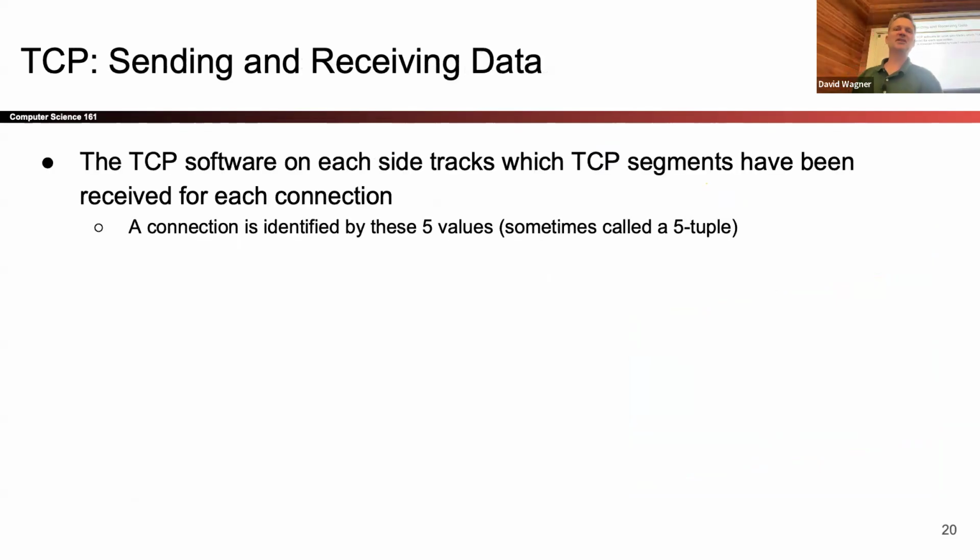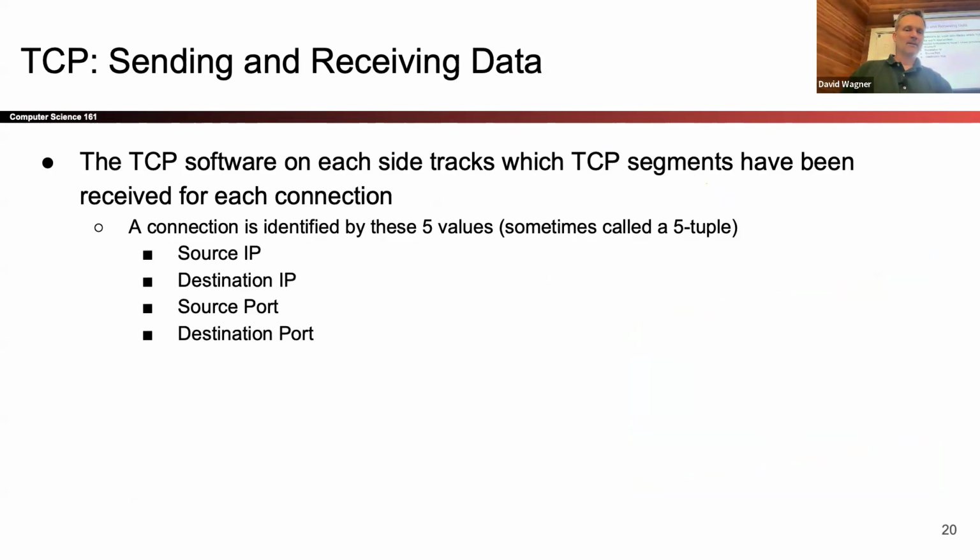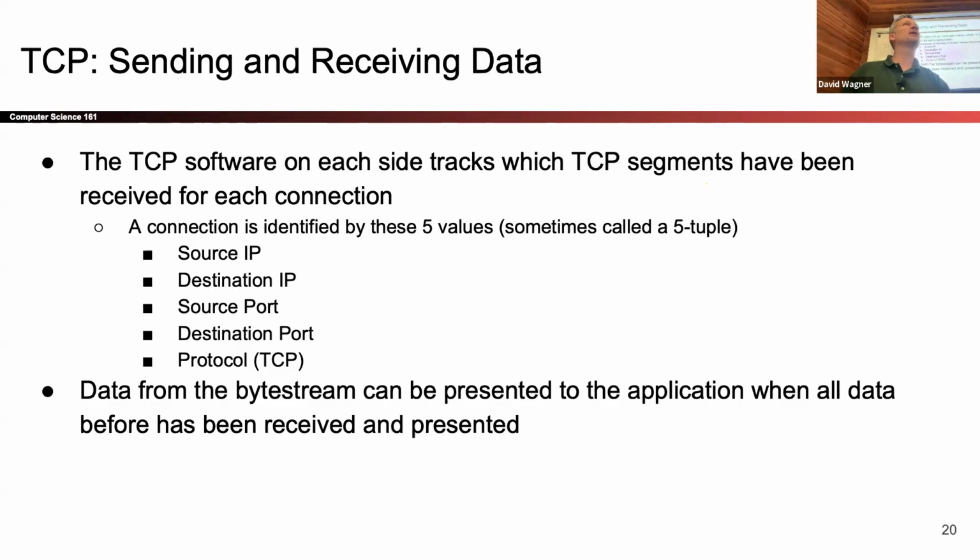Okay, so TCP software on each side keeps track of all the connections that are open. For any open connection, it keeps track of which of these packets, messages have been received. A connection is uniquely identified by the source IP address, the destination IP address, the source port number, and the destination port number. And we're using TCP. So you might hear someone talk about a 5-tuple. That's these 5 values, and they uniquely identify a TCP connection.